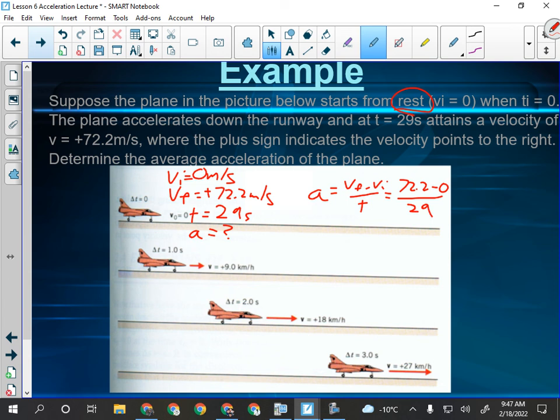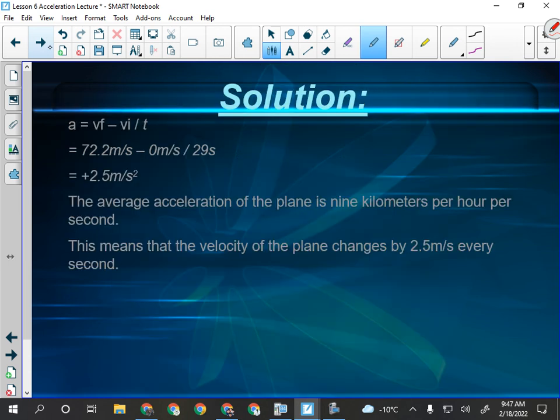Okay, just plugging in the numbers. I don't have to manipulate here. I'm just solving for acceleration. All right, so it looks like this, and that means that our acceleration is 2.5 meters per second squared.